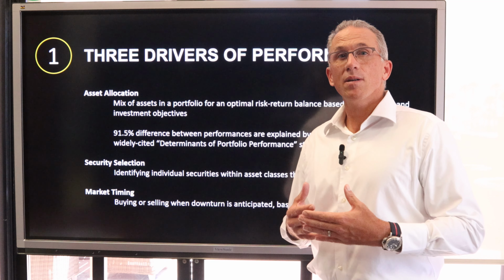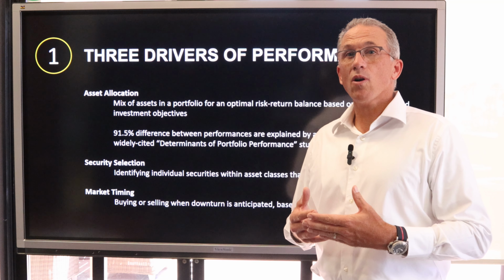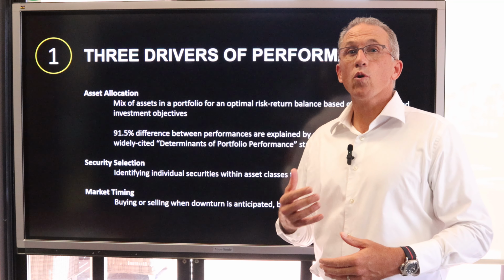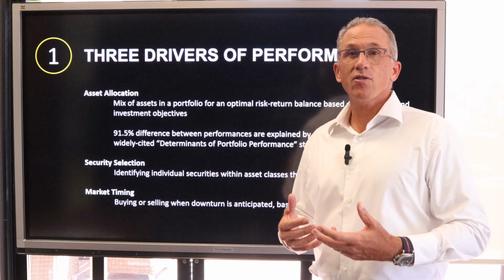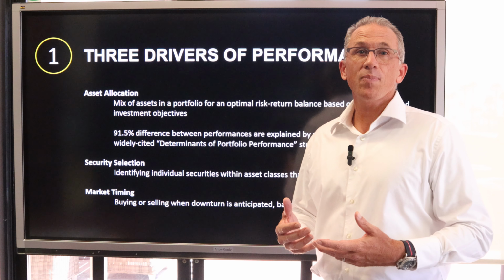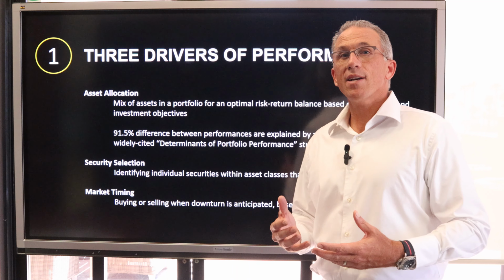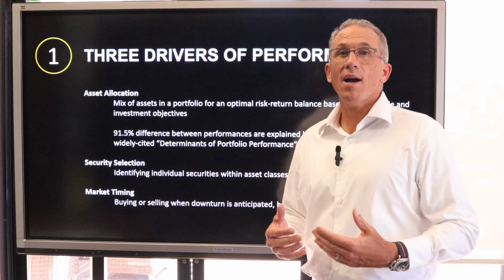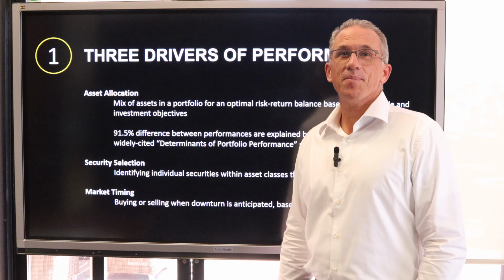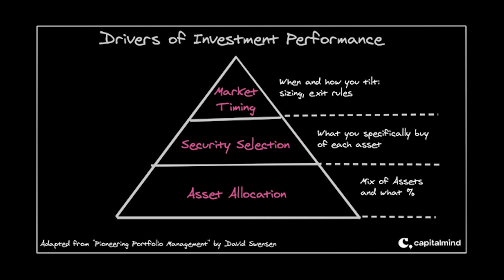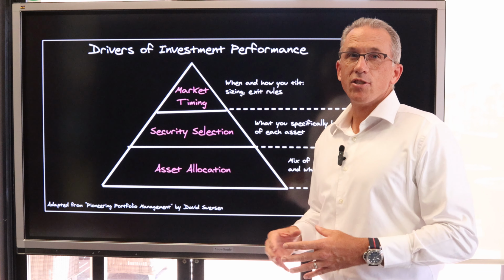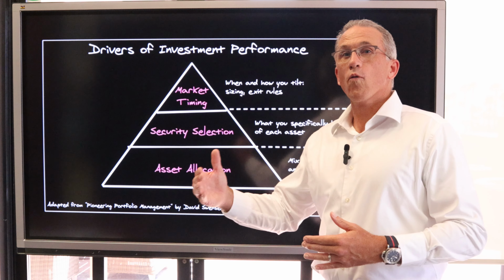A lot of people put focus on security selection, which is also somewhat important more in the short term, which is identifying individual securities within your portfolio, and also market timing, which is trying to time when is the right time to buy and sell a specific security. So again, the 3 most important things when you're looking at the drivers of performance are going to be market timing, security selection, and asset allocation. And spend most of your time on asset allocation because that's the most important over the long term.